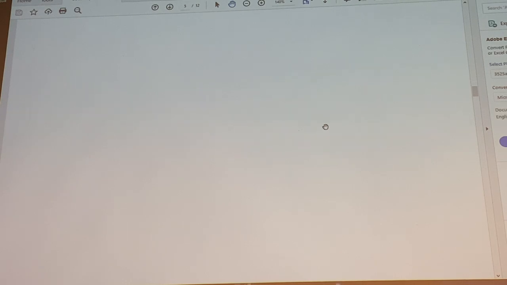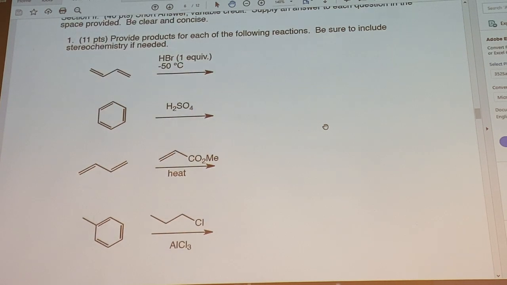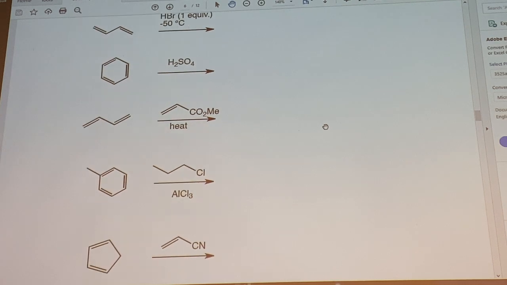Uh-oh. Am I not seeing the rest of it? Oh, a blank page for some reason.